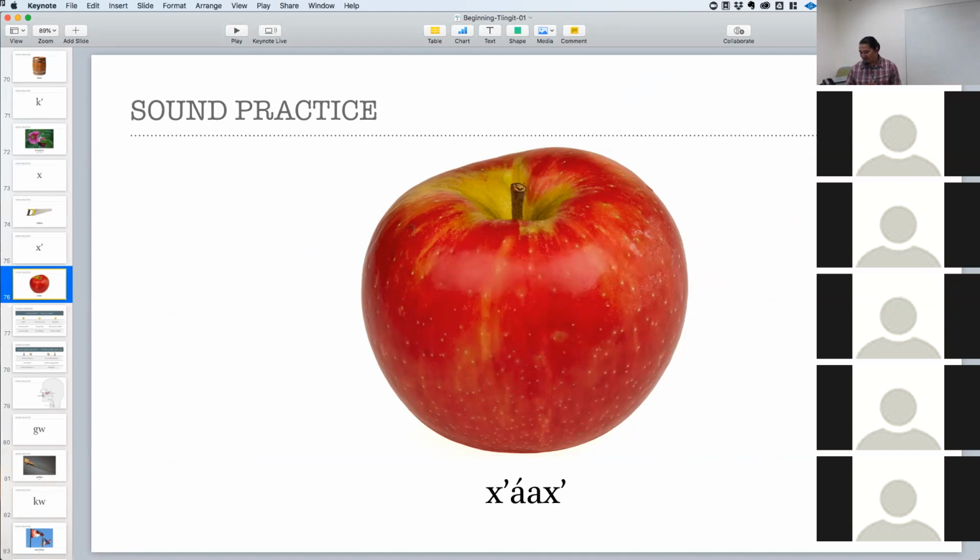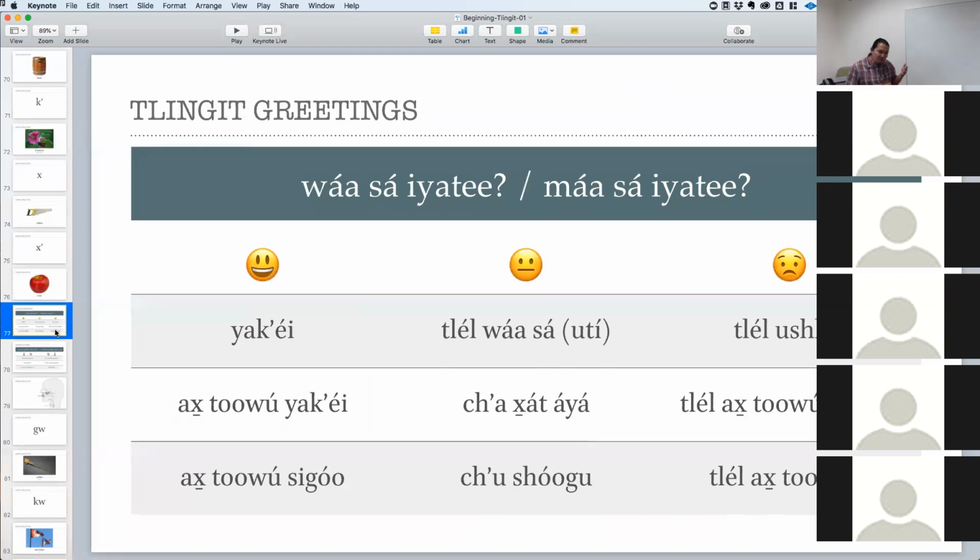Okay. So now we'll sort of do something a little different once we hit one of those hard sounds. And we'll just look at different ways to respond to and to say, how are you doing? There's 2 general ways to say it, depending on whether you're from, we call it H-ka Tlingit, or you say Dak-ka Tlingit.